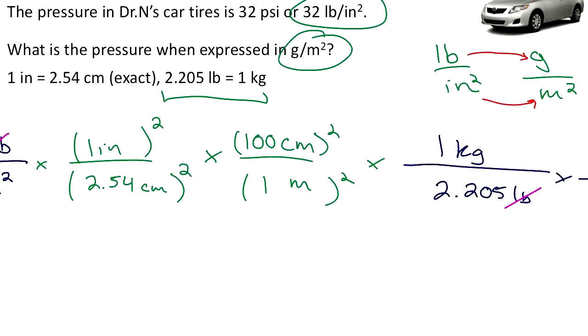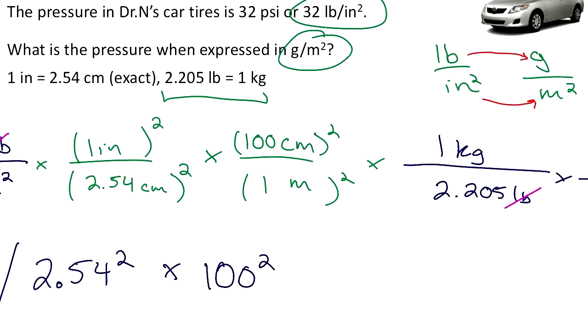I will show you exactly what I'm gonna put in my calculator to get this answer. I'm gonna do 32. 1 squared is what? 1, so do I need to multiply by 1? No, so I'm gonna do 32 divided by 2.54 squared times 100 squared. Do I need to divide by 1 squared? No, because 1 squared is 1, and divide by 1 is the same number. So I'm not going to do anything with 1.